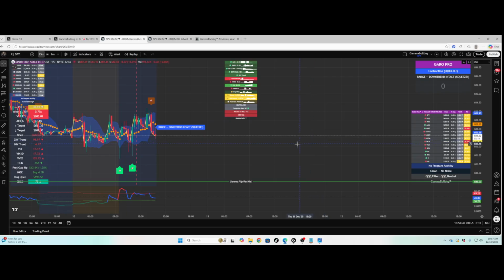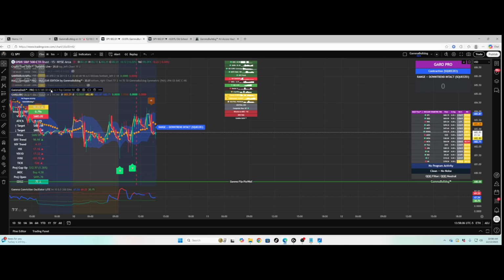What you're going to get with the Vault: the Edge Dash, the Sector Rotation Dash, the Gamma Dash, the Garo Pro, which this table is part of with a score ranking here, and the Mag 7 Rotation Dash. I'm going to show you a quick cool feature with the Edge Dash.